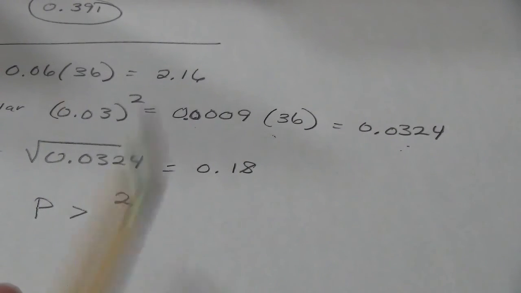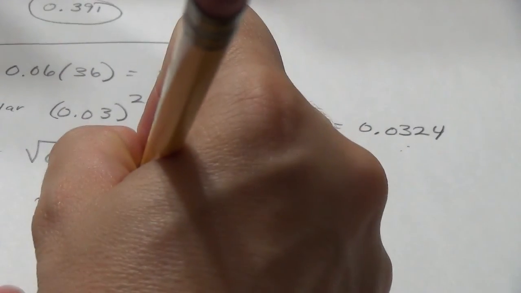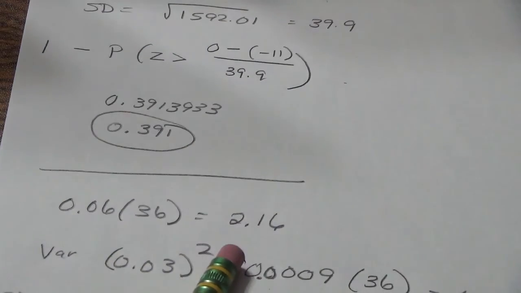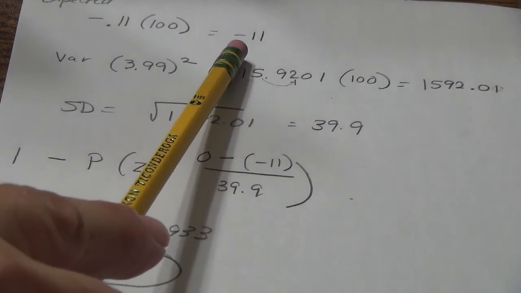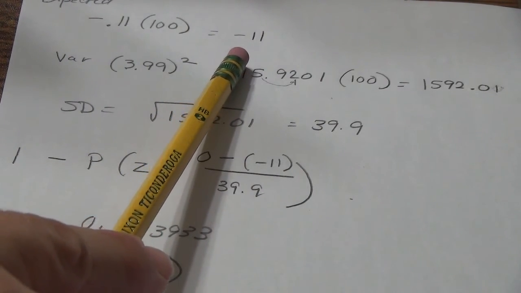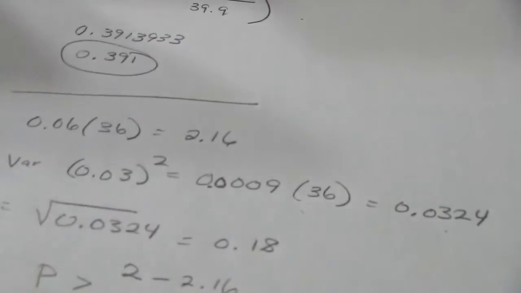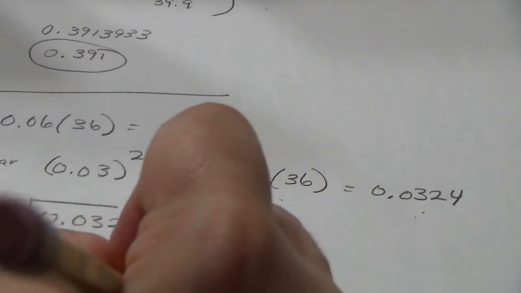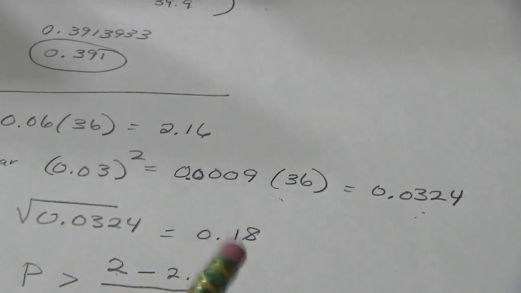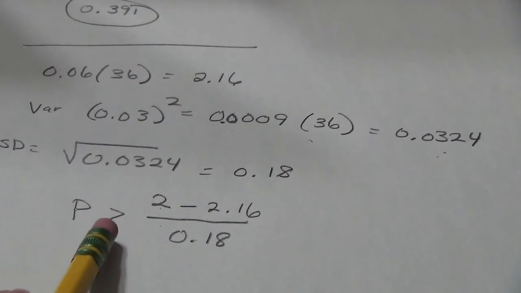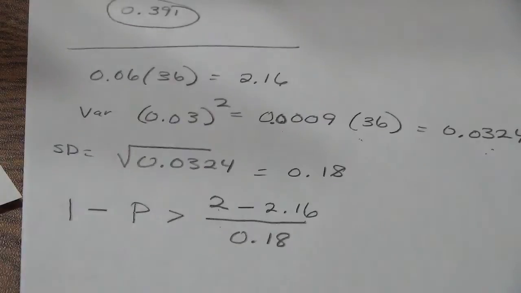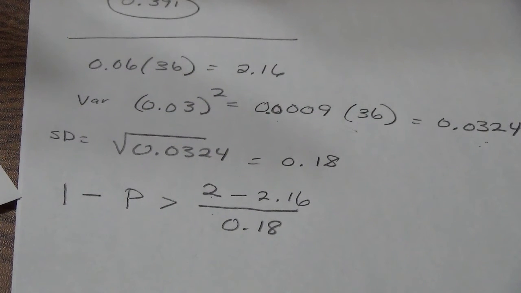So I'm going to use my 2 here, and then I'm going to subtract my 2.16, which was my expected value here. Notice up here we subtracted -11 because that was our expected value. Here we were losing money, so that's why that was subtracting a negative. And then we're going to put that over our 0.18, which was our standard deviation of our 36 attempts. Now again, because this one is a greater than, when we do the Alex calculator, we end up doing 1 minus that value.